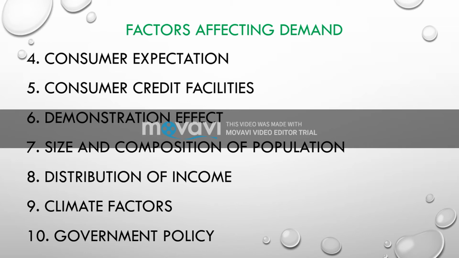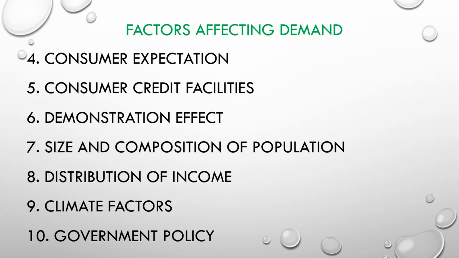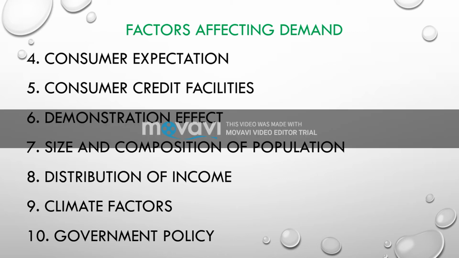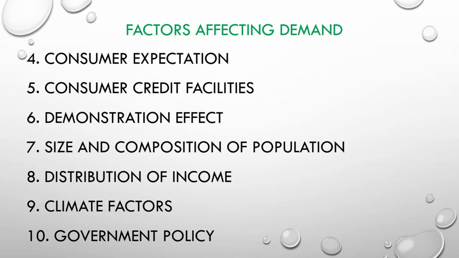Other factors are consumer credit facility. If the consumers are able to get a credit facility or they are able to borrow from the bank, they would tend to purchase certain goods they could not have purchased otherwise. For example, if the credit is easily available for purchase of commodity, then demand of commodity will go on increasing. For example, the demand of car in India has increased because the people are able to get a loan from the banks.